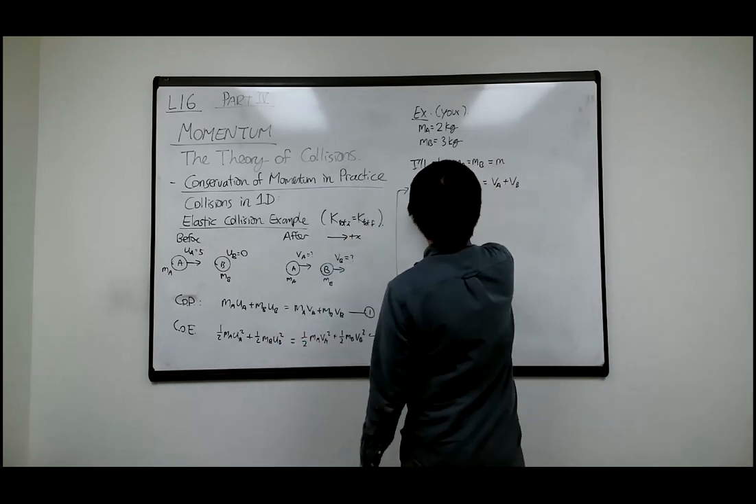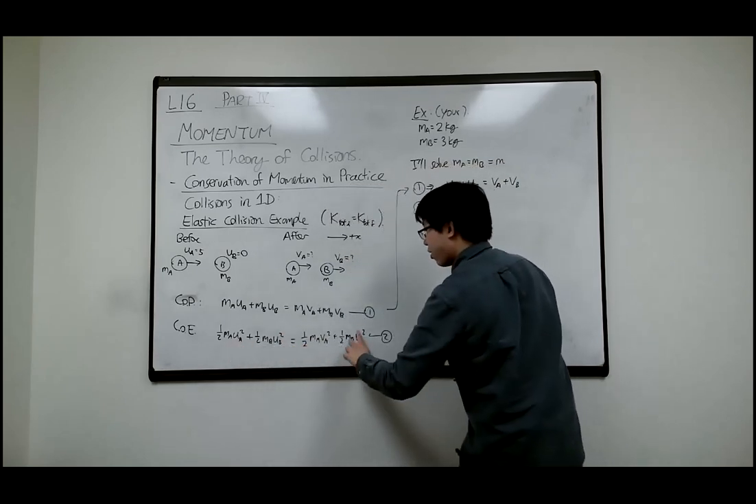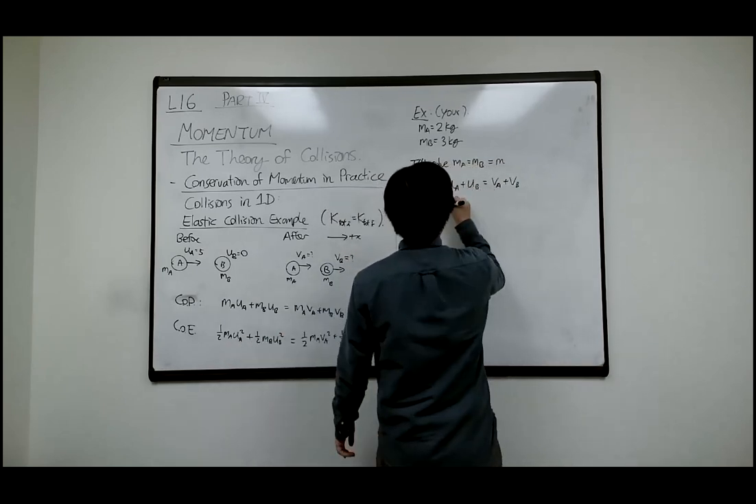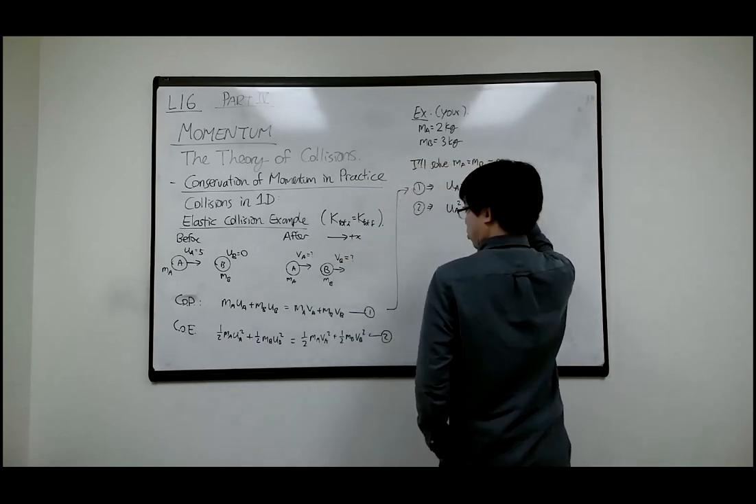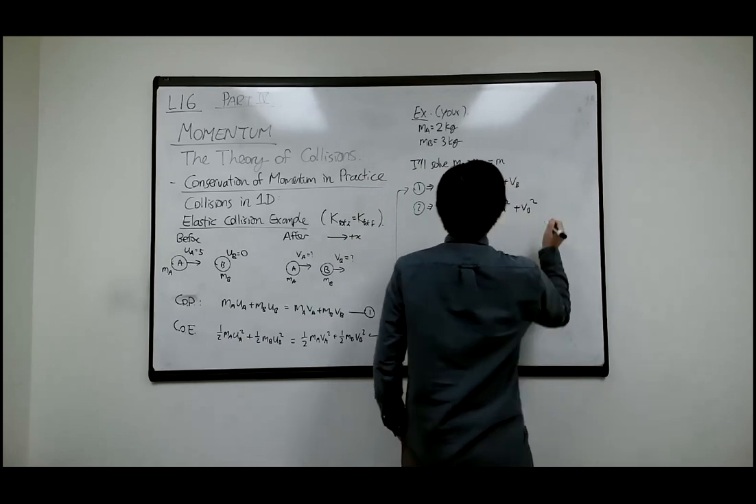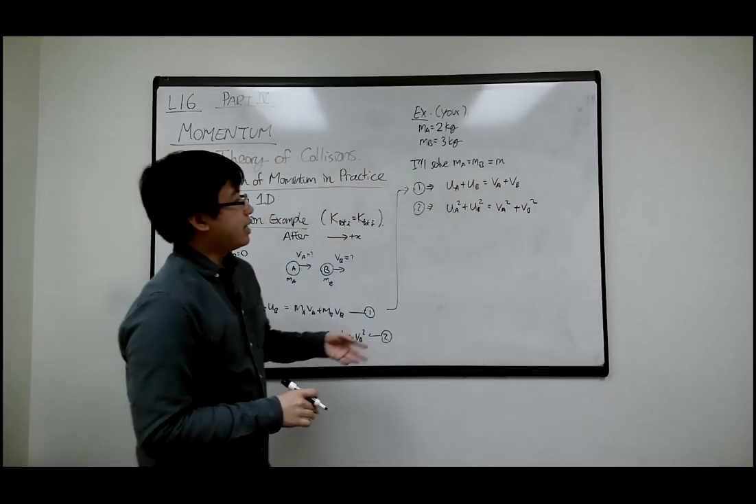So here, equation 2 will tell me the m's are the same, right? So they all cancel. The 1/2 also cancel. So that tells me UA squared plus UB squared equals VA squared plus VB squared. Okay. What can we say over here?